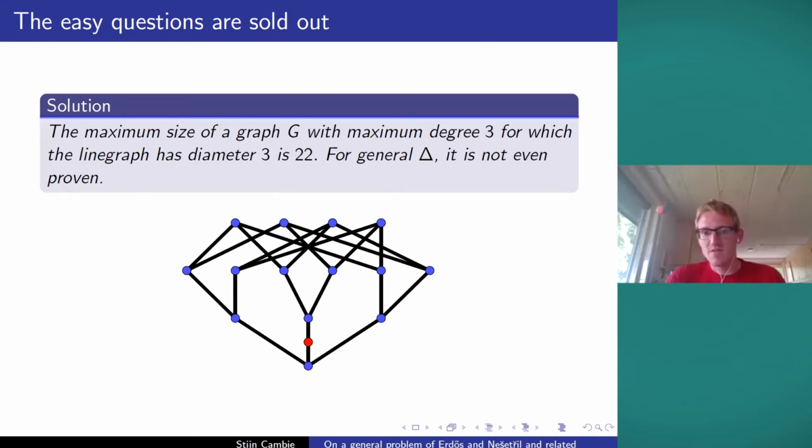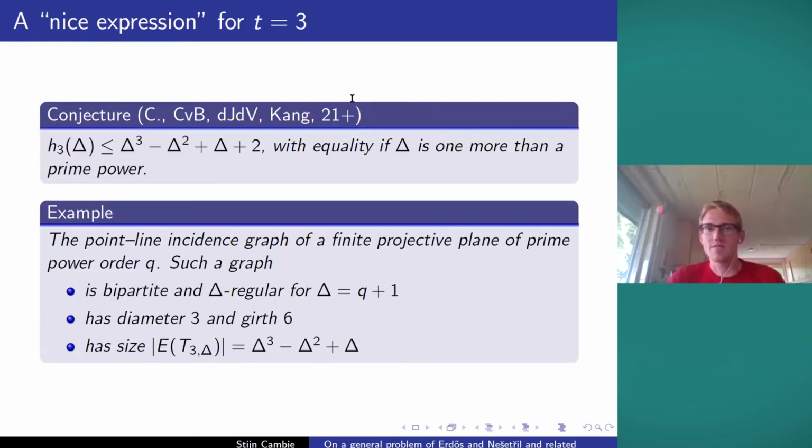But there is some conjecture. Together with Wout, Remy, and Roos, we proposed a nice expression, because Erdos was asking about one, which would be this cubic polynomial. And we know there are some cases in which equality is attained. To have some intuition on this, we want at least one example which beats, for example, the example of Andre, the blown-up C7.